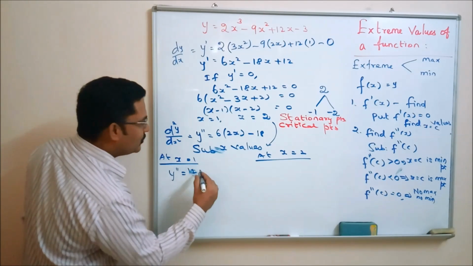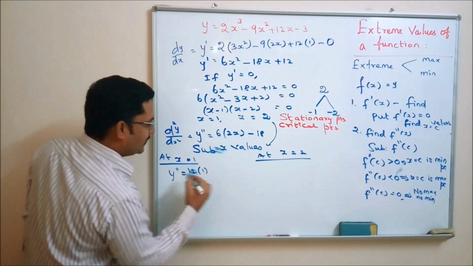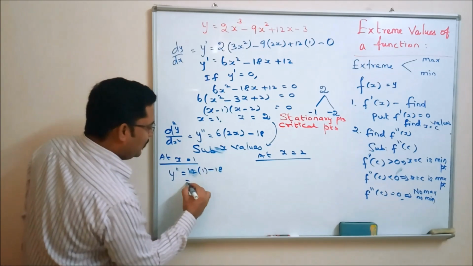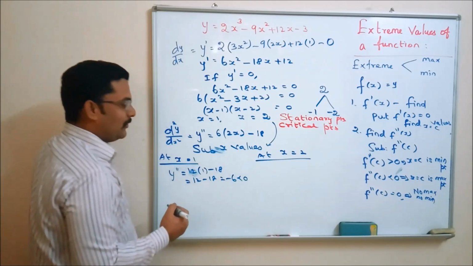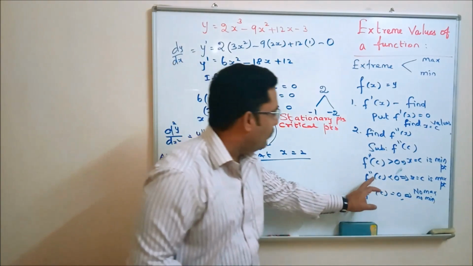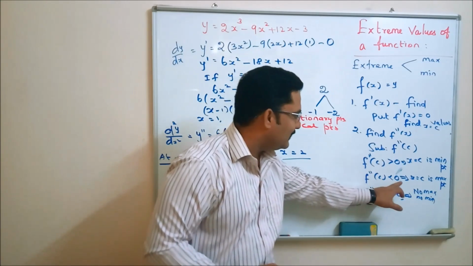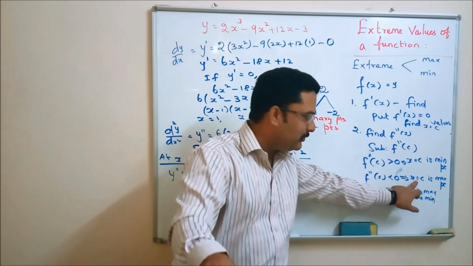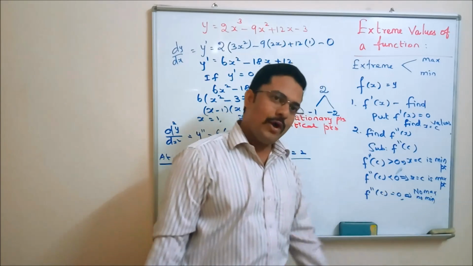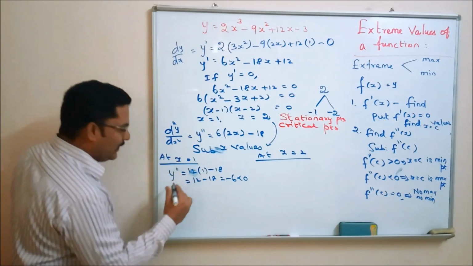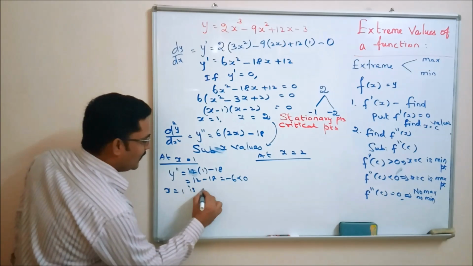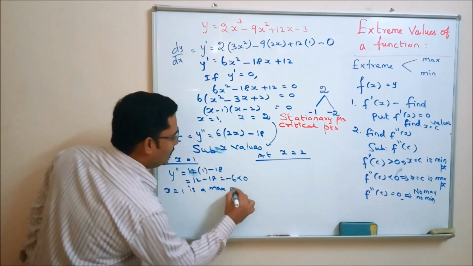So let me write it as 12. 12 into, in place of x, it is 1, minus 18, which is equal to 12 minus 18, that is minus 6, which is less than 0. So if f double dash of c is less than 0, the point you have substituted is a maximum point. So the point we have substituted, x is equal to 1, is a maximum point.